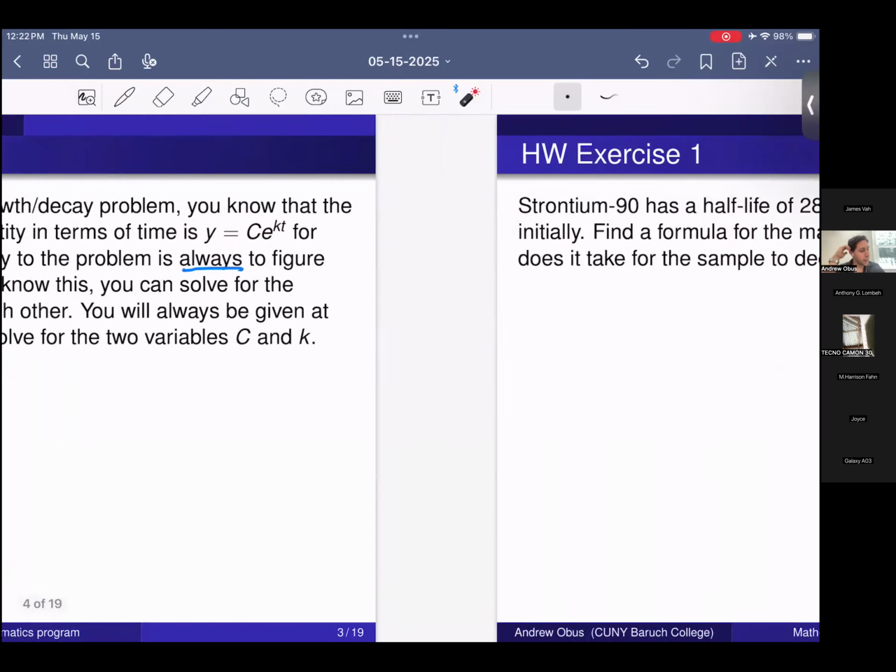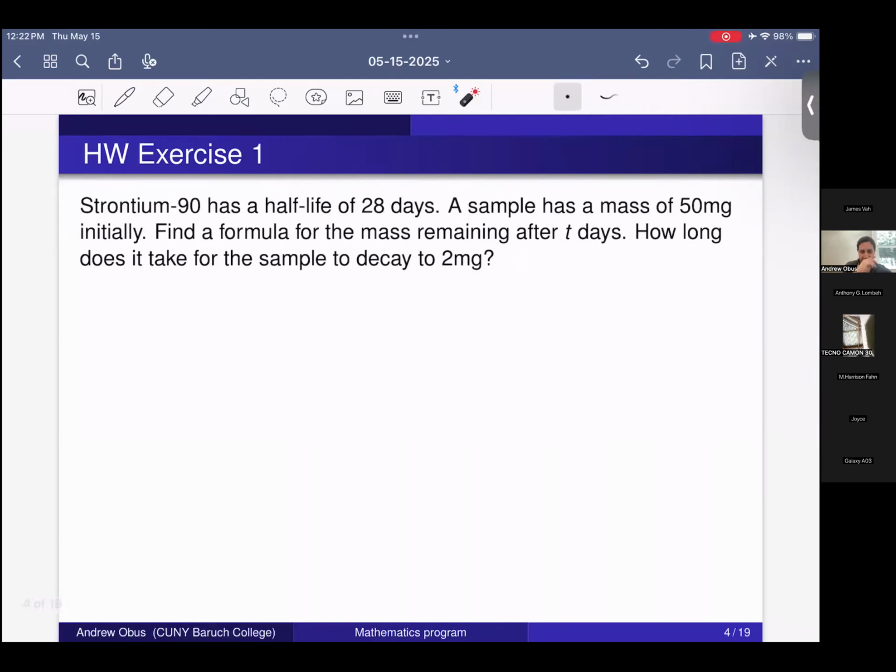Okay, so let's try an example. So this is the first homework exercise. So strontium-90, this is a radioactive isotope. It has a half-life of 28 days, okay? A sample has a mass of 50 milligrams initially, and then we want to find a formula for the mass remaining after t days. And then the question is, how long does it take for the sample to decay from 50 milligrams down to 2 milligrams?